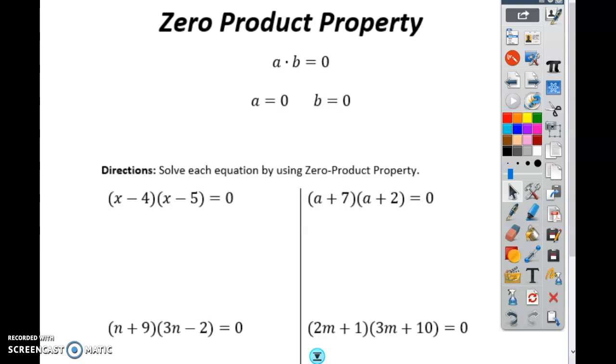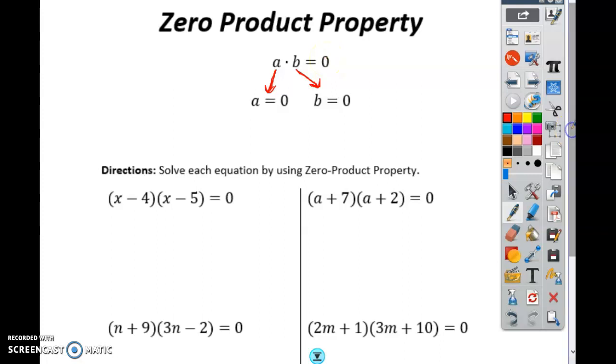Okay, today we're going to be doing the zero product property. The zero product property means that when two things are being multiplied and they're set equal to 0, one will equal 0 and the other one can be set equal to 0. This one can be set equal to 0 and this one can be set equal to 0. Because one of those has to give you 0 for it to, when you multiply, give you 0.